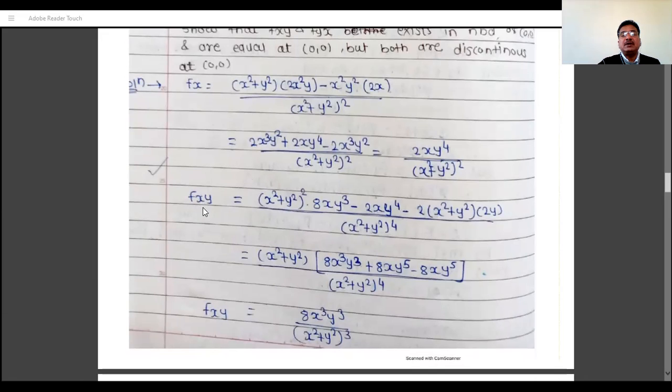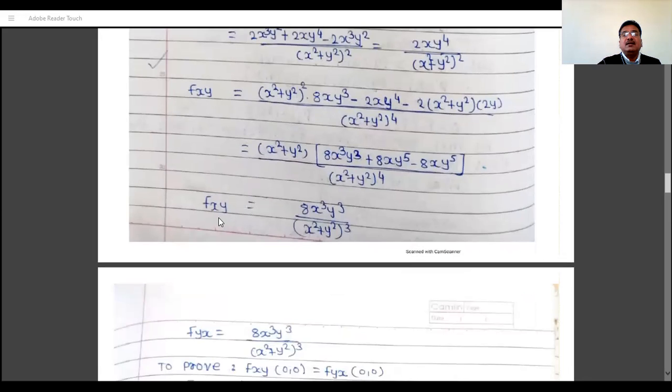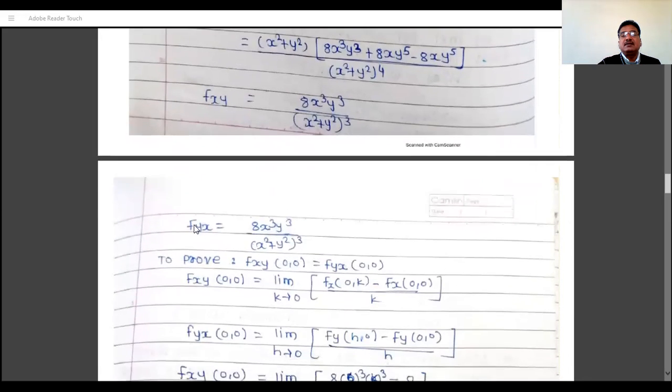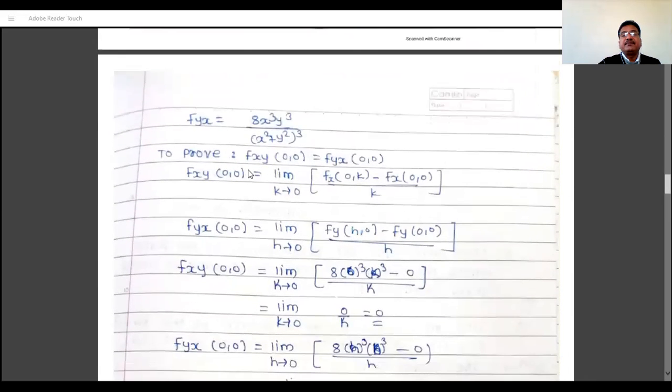Then fxy. fxy means what? The derivative of this fx with respect to y. Again by u by v rule, we have this. Okay, and fxy is this, and then fyx is also the same because the function is symmetric.